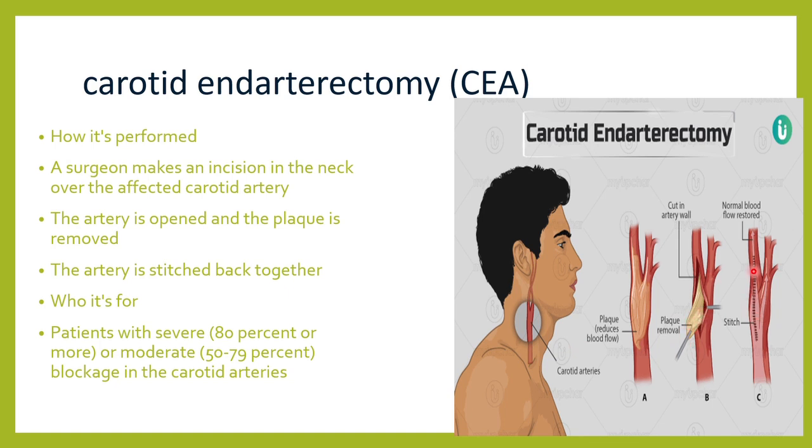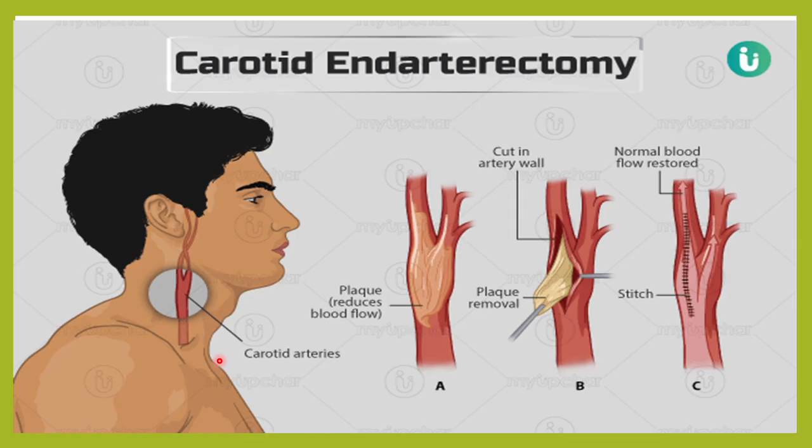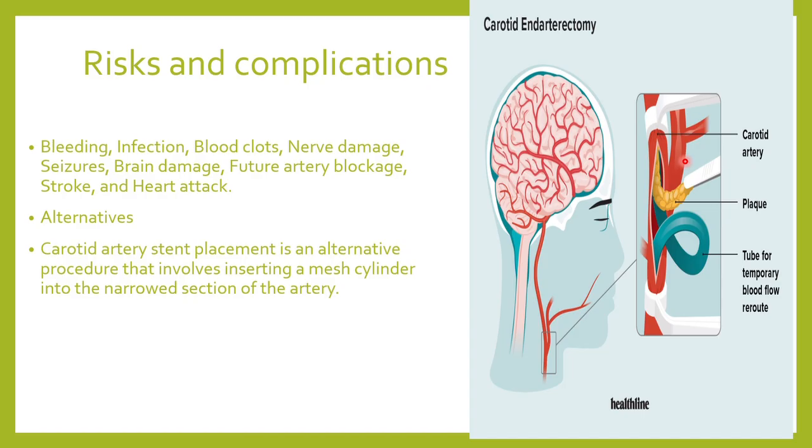Then the artery is stitched back. Here you can see it is stitched back. So it is usually done in patients who have moderate to severe blockages in their carotid arteries. So you can see here, this is the carotid artery. Here this is identified. This is opened and there is a cut done. The plaque is removed and it is stitched and the normal blood flow is restored.